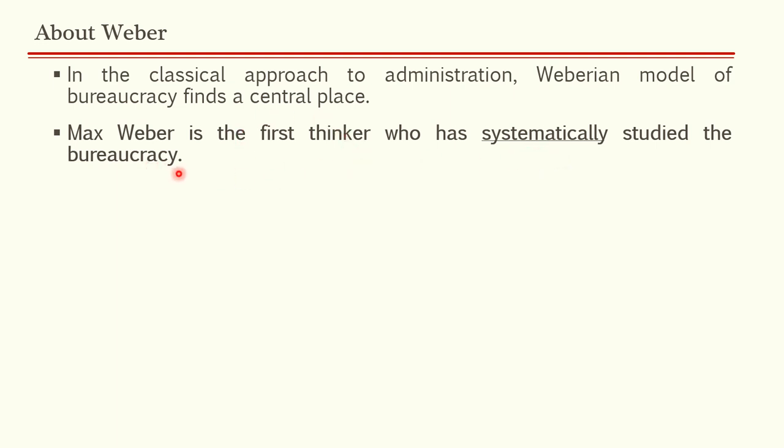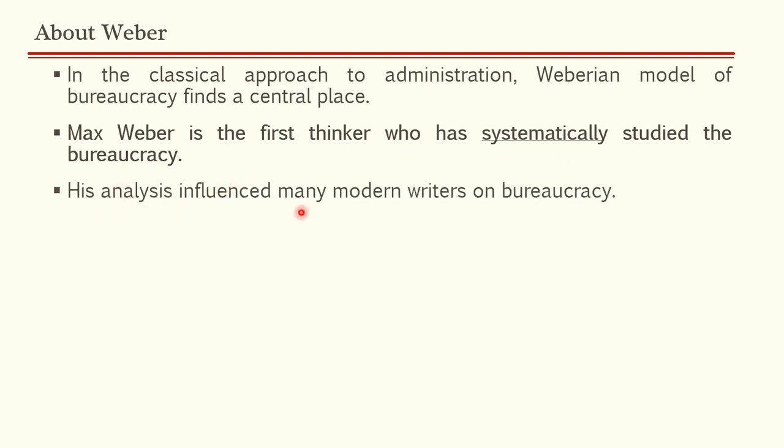As we have seen in our classical theory part, none of the thinkers dealt with bureaucracy as such. They gave us principles of management. Taylor gave us scientific management principles, but none of them dealt with bureaucracy as such, a group of non-elected representatives of the government. It was Max Weber who first dealt with the concept of bureaucracy. He was the first thinker who systematically studied the bureaucracy. His analysis influenced many modern writers on bureaucracy. So after he gave his theory on bureaucracy, many modern writers gave their bureaucracy theories.